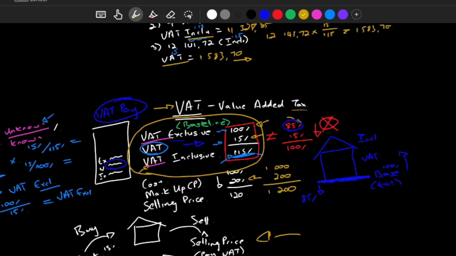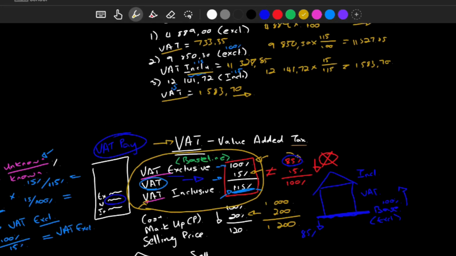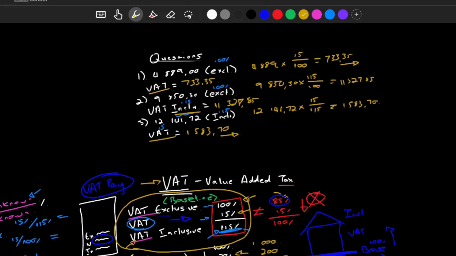So once you know that, and you have this in your head that your VAT exclusive is your baseline, VAT is added at 15%, VAT inclusive is 115%. Once you know that, then you're able to apply it here in a question whereby they give you the VAT inclusive or the VAT exclusive amount, and you should be able to calculate the others. Once you can apply that, then you're safe, you're good.